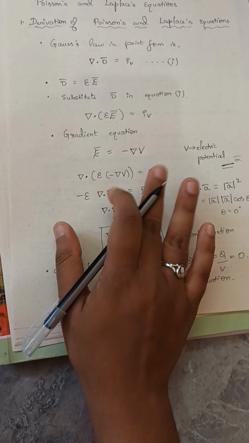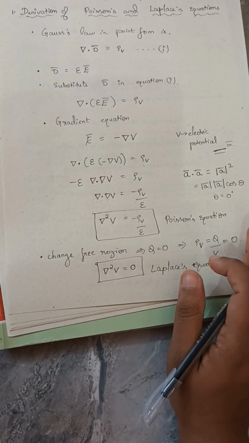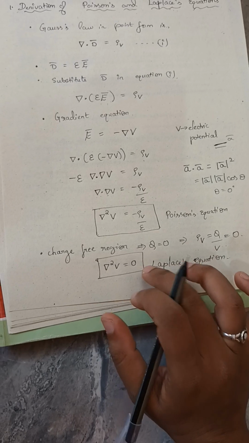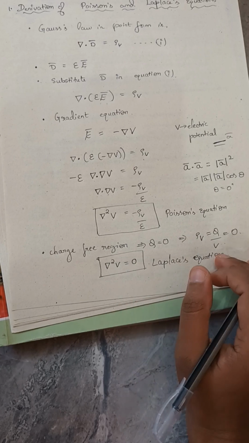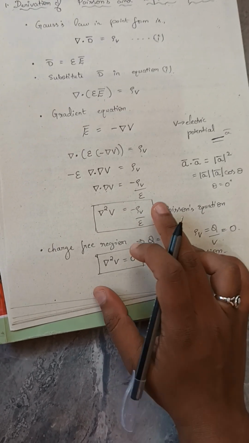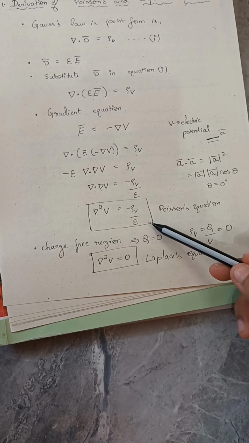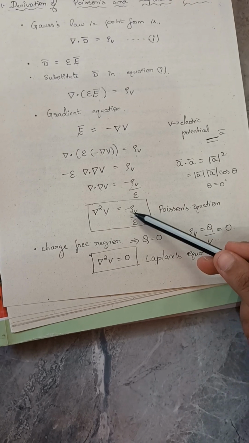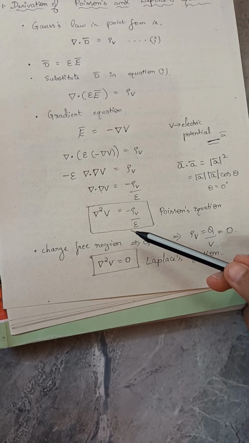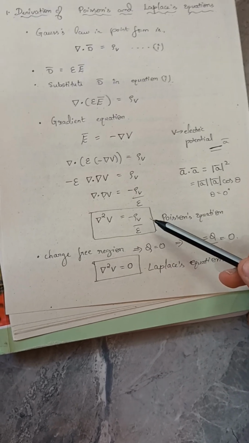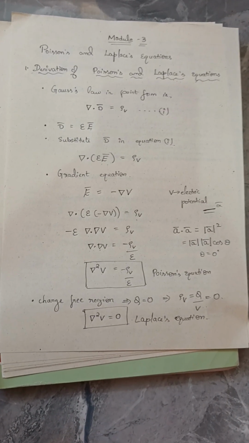So in the same Poisson's equation, if I assume a region where there is no charge inside, then the equation simplifies to del square V equal to 0. This del square V equal to 0 is called Laplace's equation. It's a special case of Poisson's equation. We can get Laplace from Poisson by making rho V equal to 0, with the assumption that the region does not have any charge inside. So this is the derivation for Poisson's and Laplace equations.